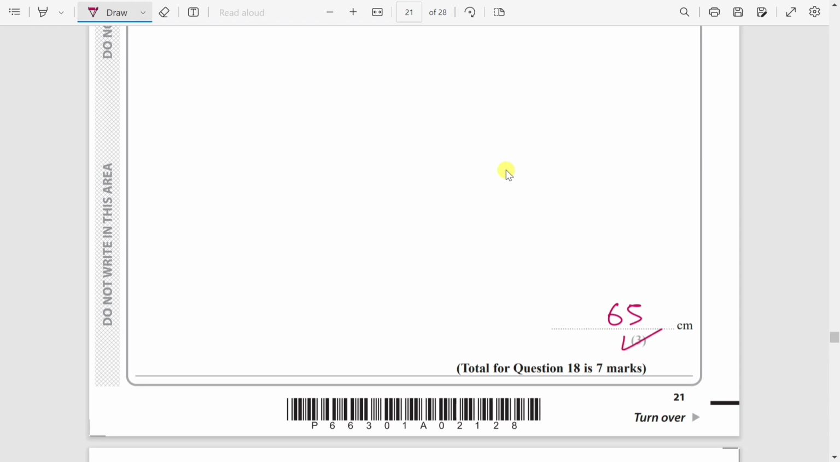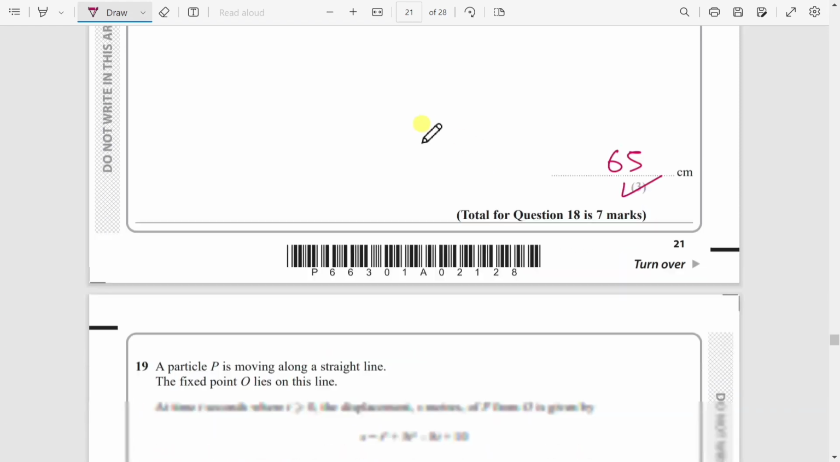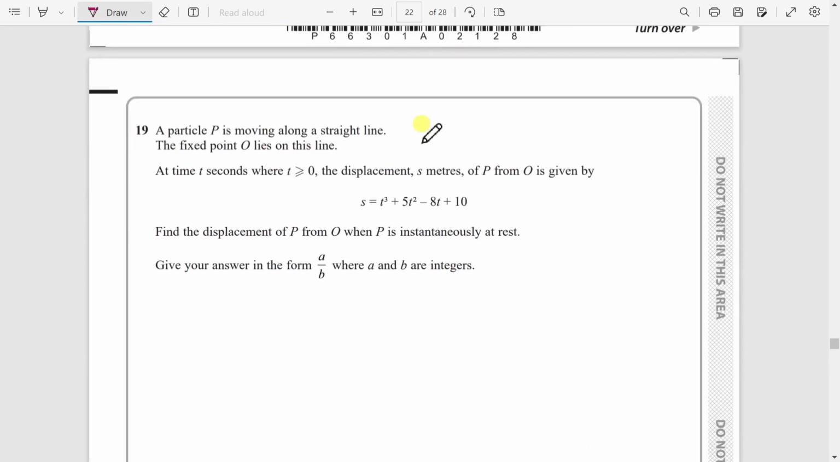Yeah, so not too bad. Not too bad, actually. 7 marks. Yeah, should be worth more, seriously.